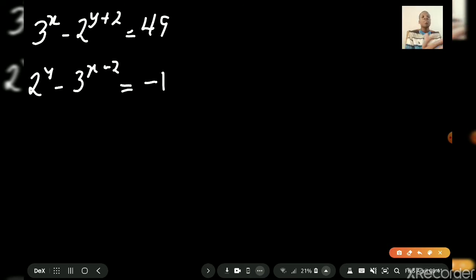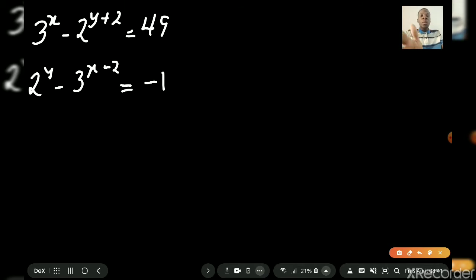So let's say you are given an exponential equation like this: 3 to the power x minus 2 to the power y plus 2 is equal to 49. And then 2 raised to the power y minus 3 raised to the power x minus 2 is equal to negative 1. Okay, so when you are given a question like this, you need to take your time.